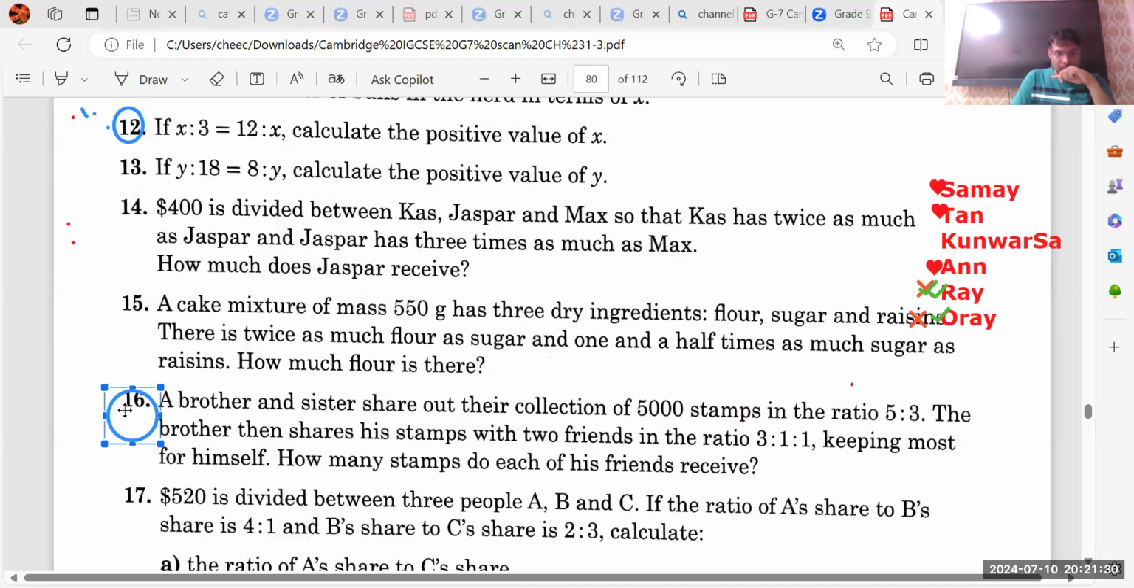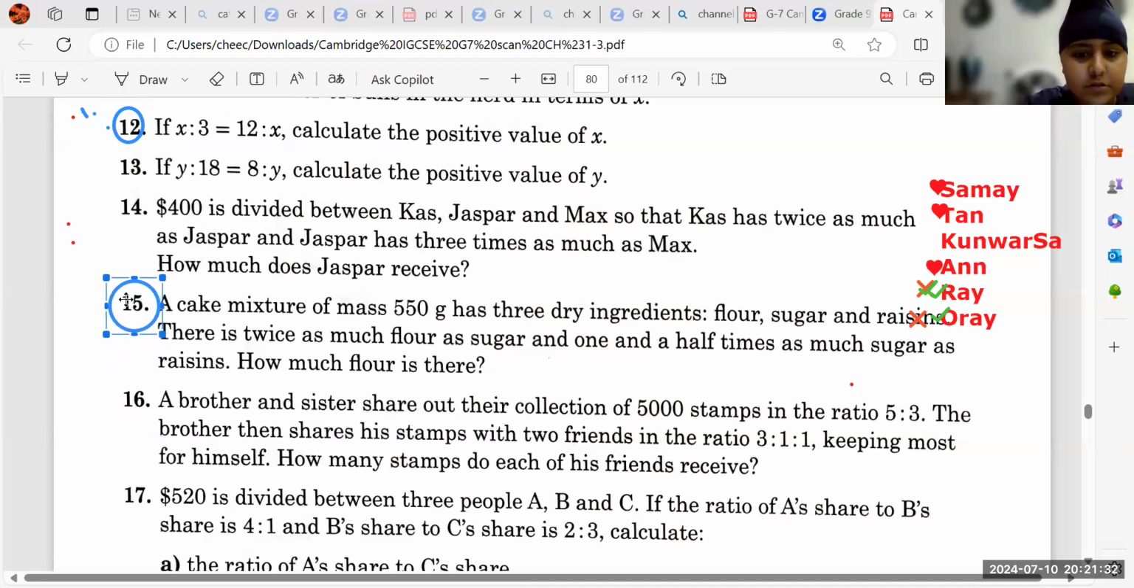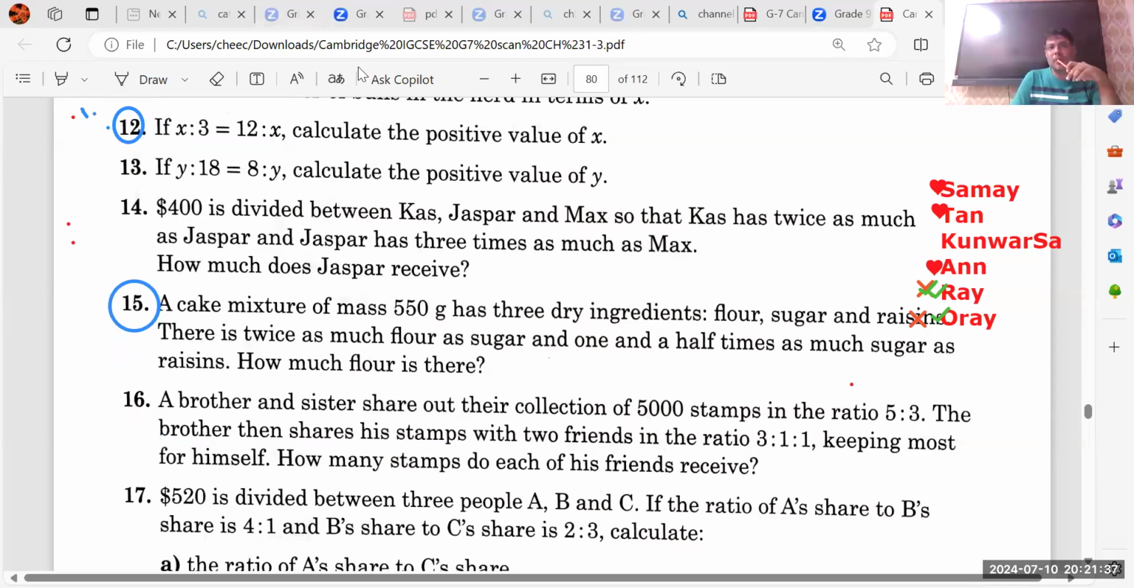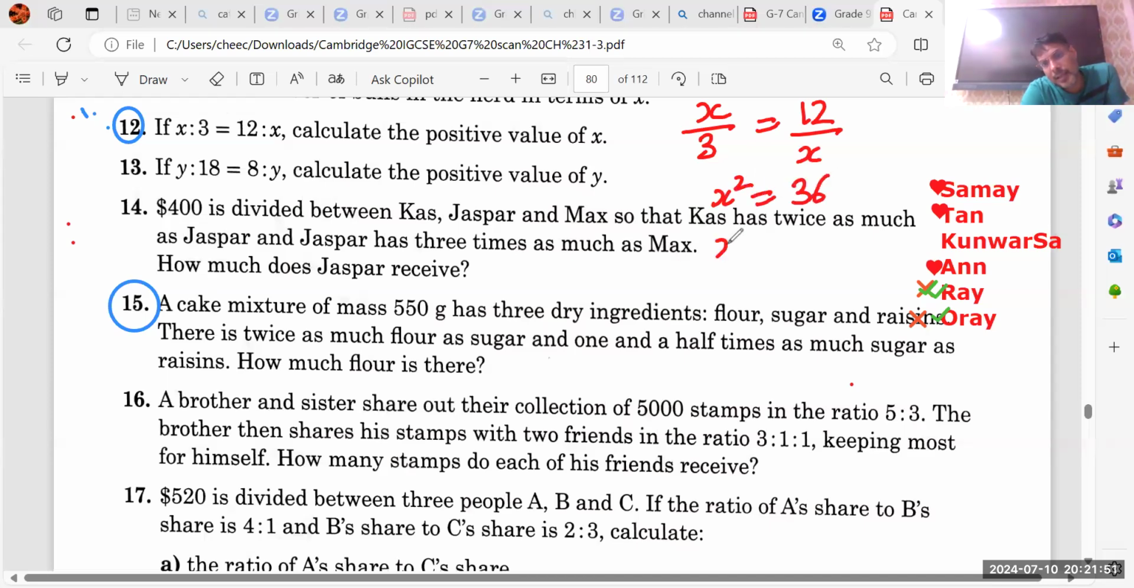Kuwasa, should I explain any question? No, sir, I'm already almost done with the 15th question. What is the 12th answer? So, 6. So, x upon 3 is equal to 12 upon x. So, x square equal to 36, x equal to 6 if I am taking the positive value. If I am taking the negative value also, then it will be plus minus 6. Got it?